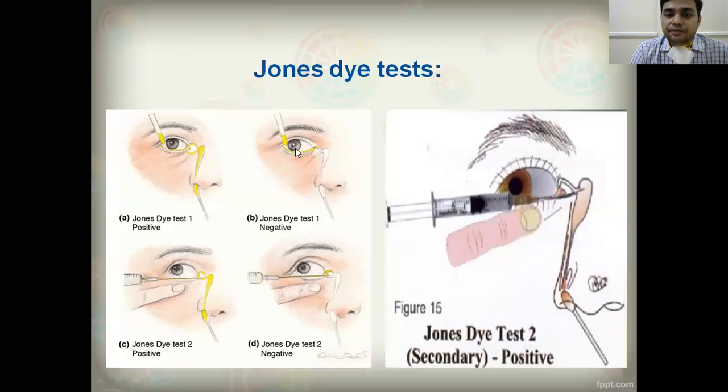So we instill fluorescein dye drops into the conjunctival sac, and we keep a small bud soaked in the anesthetic solution, placed at the level of the inferior meatus. After 5 minutes, we take out this bud and inspect whether it is stained or not. We consider it a positive test if the bud is stained. Here in this picture, the bud is stained with the fluorescein dye.